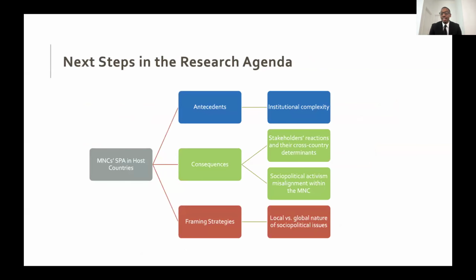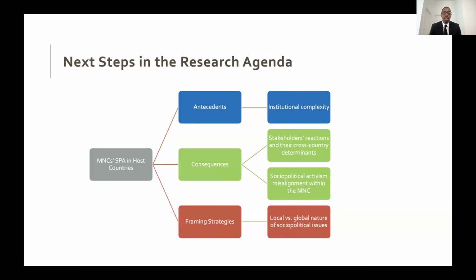And so I'd say that that's really the start of this research agenda. As I see it, and I lay it out for you all here, that's looking at the antecedents. We can also think about the consequences of MNCs' engagement in socio-political activism in various host countries, particularly when you think about various stakeholder groups reacting to, responding to firms' engagement. But also something that we do not talk about enough, I would argue, in the socio-political activism literature is this notion of misalignment between the headquarters and the subunits or the affiliates of a firm or a multinational corporation.